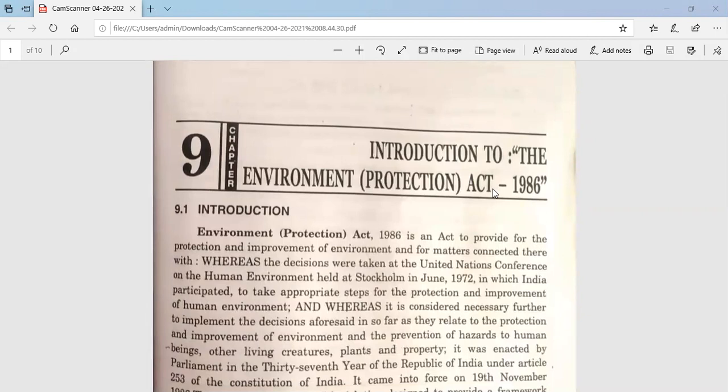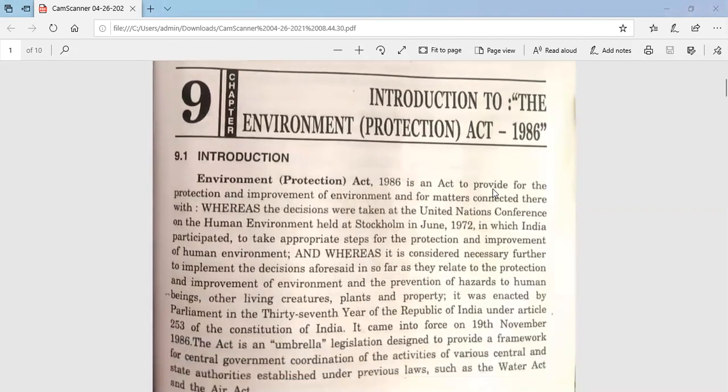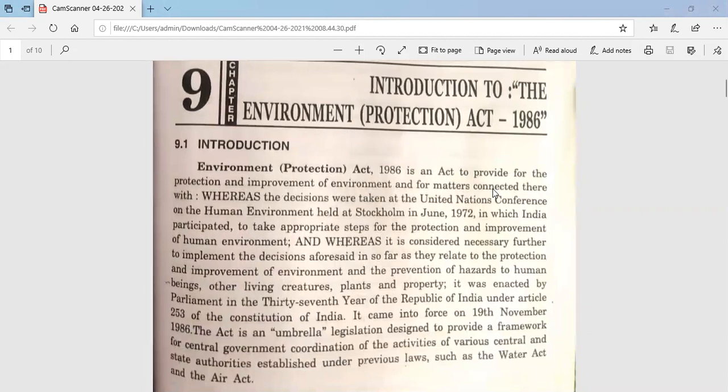Starting with this new chapter, which is Introduction to the Environment Protection Act 1986. Right. So basically, this act is an act to provide for the protection and improvement of the environment and for matters connected therewith. Various decisions were taken at the United Nations Conference on the Human Environment held at Stockholm in June 1972, in which India participated, to take appropriate steps for the protection and improvement of the human environment.